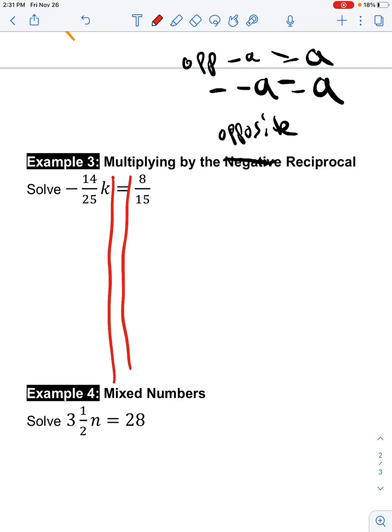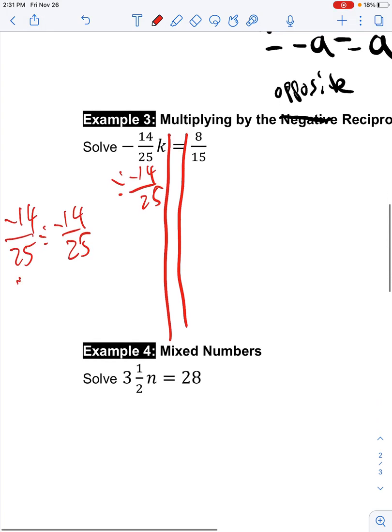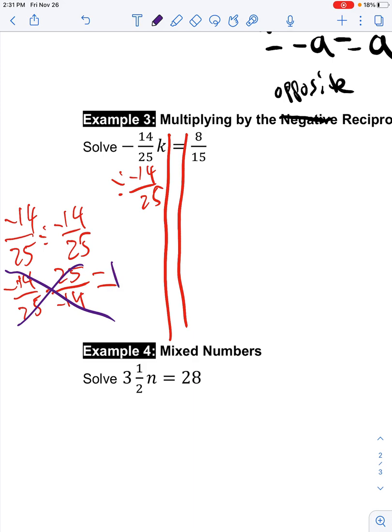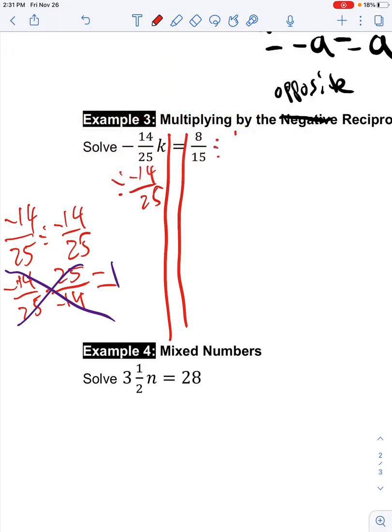So let's see here. In this case, what I have is negative 14 over 25 multiplied by k. So I'm going to divide by negative 14 over 25. And just as a little sidebar, negative 14 25ths divided by negative 14 25ths: keep, change, flip. 25 divided by 25 cancels out. Negative 14 divided by negative 14. A negative divided by a negative is a positive. So I end up with positive 1.